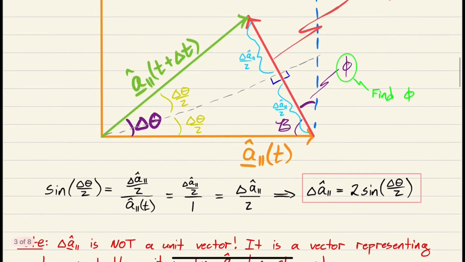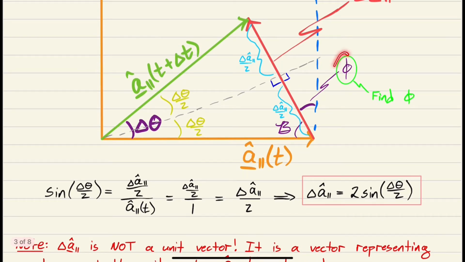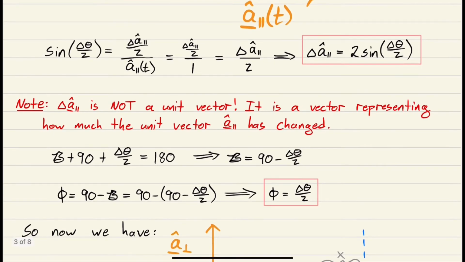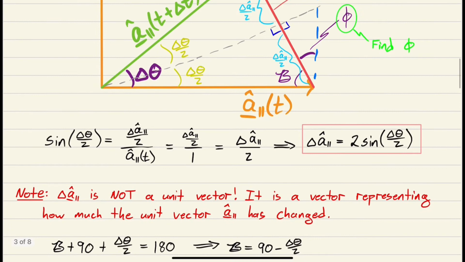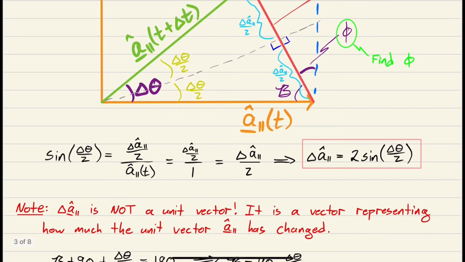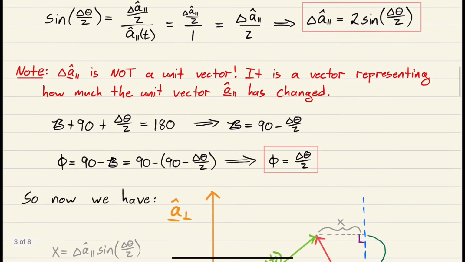Brian, what are you doing? I thought we were talking about what this angle is. Yeah, I'm going to get there, okay? Hang on. So note delta a hat parallel is not a unit vector. That's what I just said. This is not a unit vector. It is a vector representing how much the unit vector has changed.